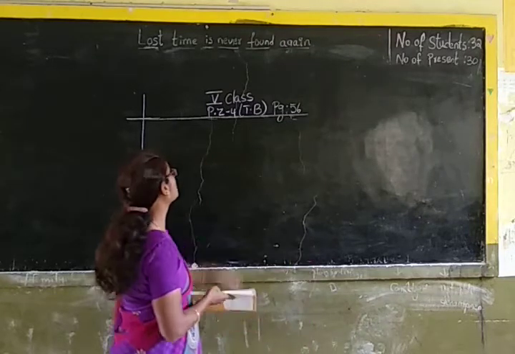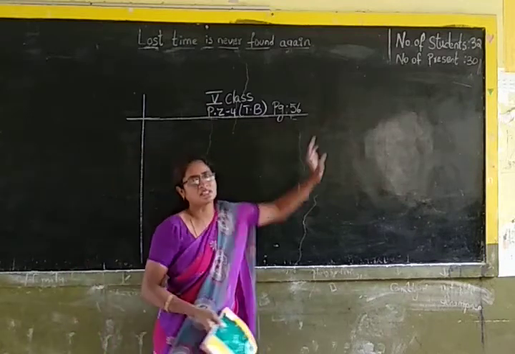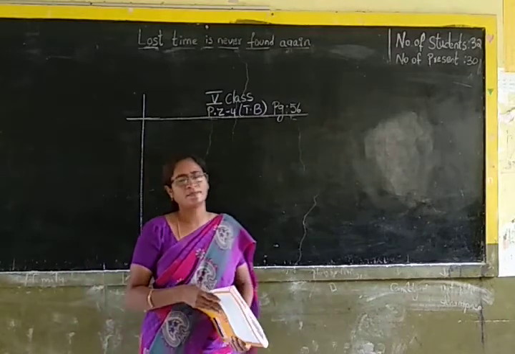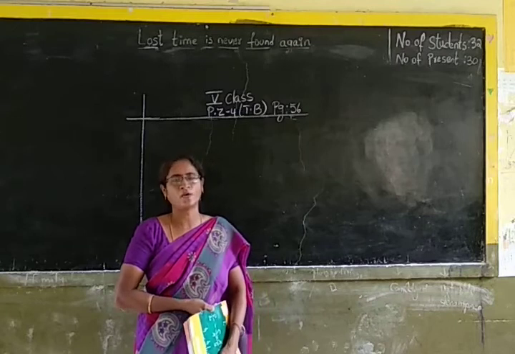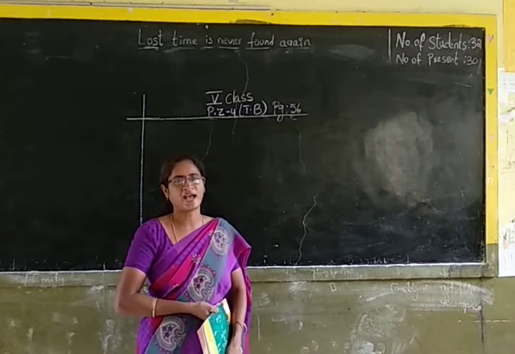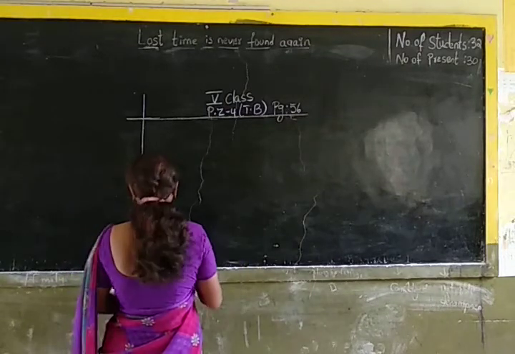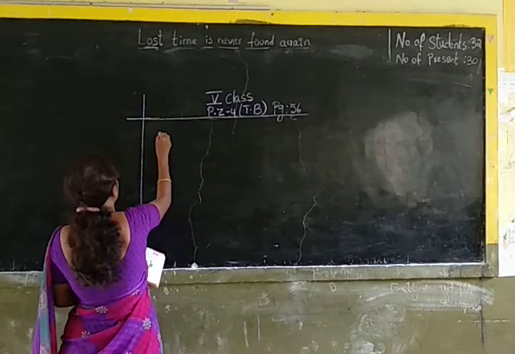In this class we are going to do practice zone 4 in textbook page number 56. Up to now we have done mathematical expressions having only 4 main operations. Today we are going to solve mathematical expressions which are having brackets.